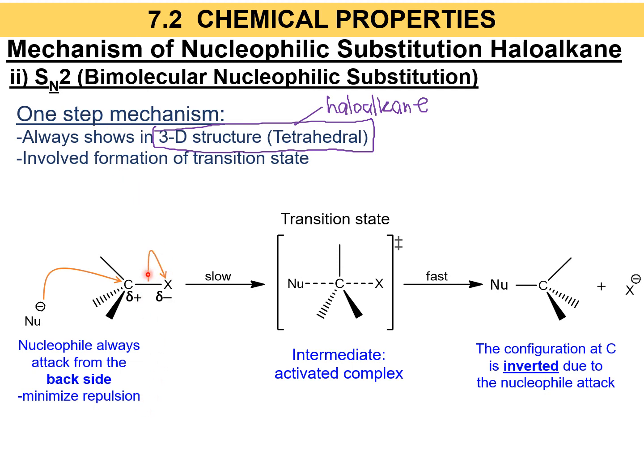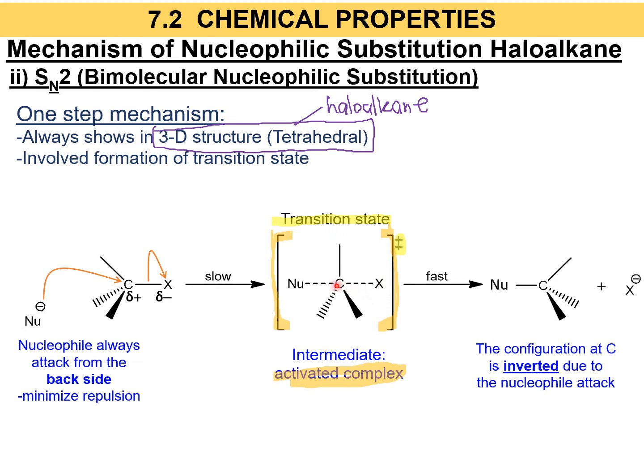And next, you kena show arrow to show that the bond between carbon dengan X ni dia akan buat bond breaking. Okay, so that is a slow process. Because of this, dia akan menghasilkan intermediate activated complex, or we call it as transition state. Transition state, simbol untuk transition state ialah this. Okay, and then bila you nak lukis the activated complex, it must be in this bracket. Okay, so actually this whole thing ialah activated complex.